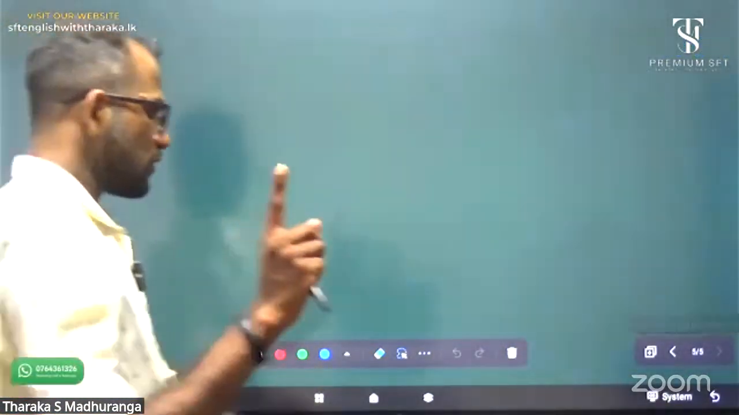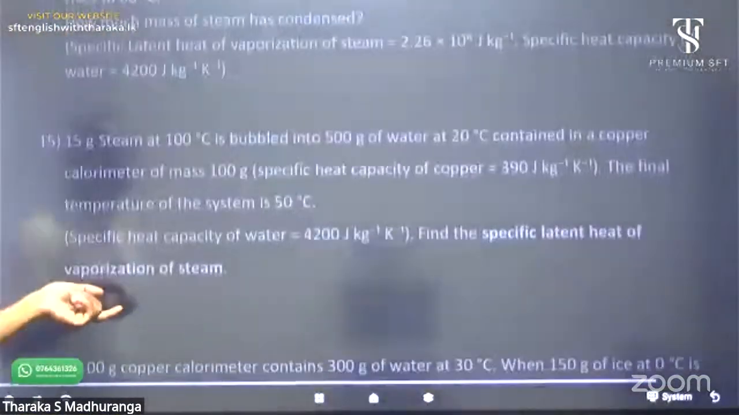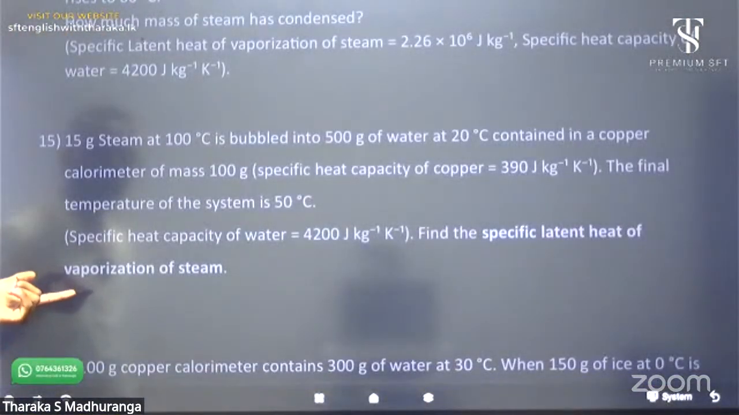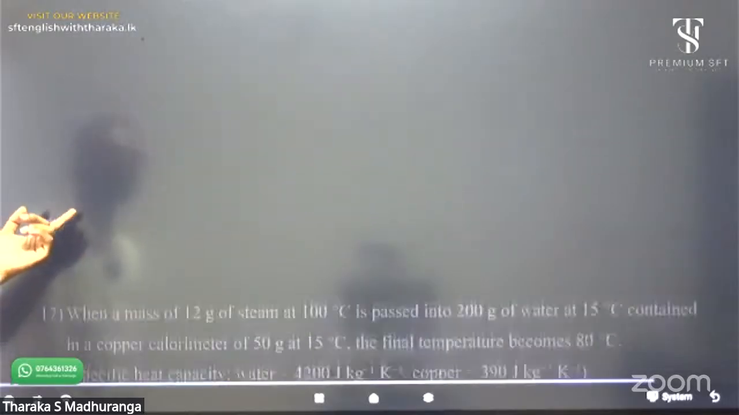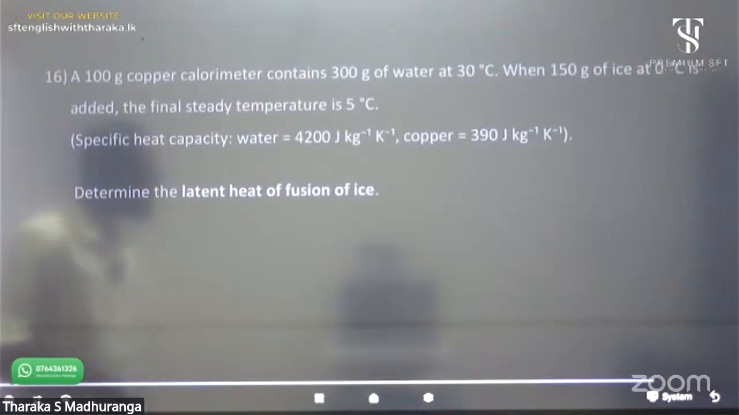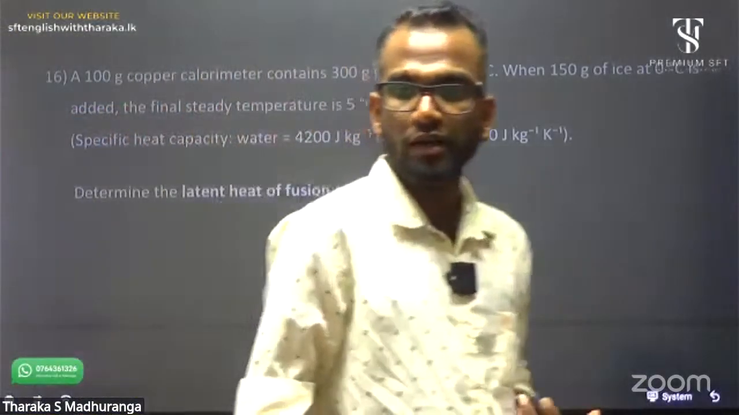Okay, let's do only one question. The final temperature you can calculate now. Let's do question number 16. Let's move into now part 8.